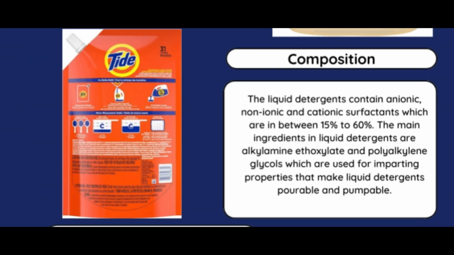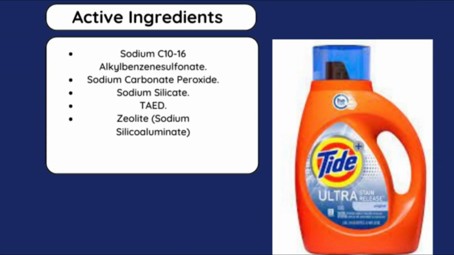The main ingredients in the liquid are alkaline ethoxylate and polyalkyl glycols, which are used for imparting properties that make liquid detergents pourable and pumpable. Now, for the active ingredients: sodium C10-16 alkylbenzene sulfonate, sodium carbonate peroxide, sodium silicate, sodium silicoaluminate, and TAED.